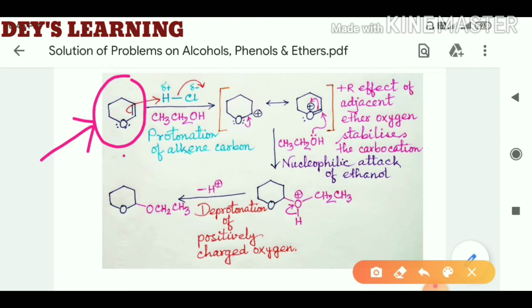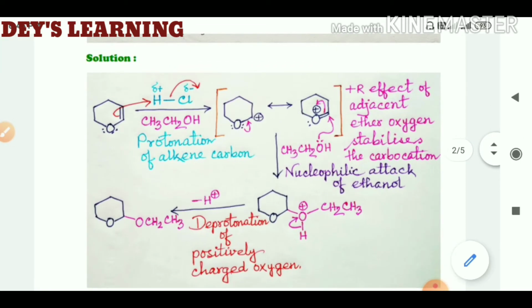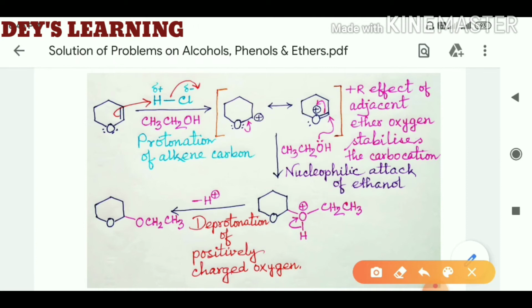And protonation occurs in such a way that the resulting carbocation will be stable enough. Of course, this is the criterion. This is the driving force of this reaction. So the carbocation will be formed. Attack of this carbon to H plus, protonation of this carbon occurs, and as a result the carbocation will be formed at this position. And of course this carbocation is very stable, because of the adjacent oxygen atom, which can stabilize the carbocation by its strong polar effect, plus resonance effect, plus mesomeric effect.